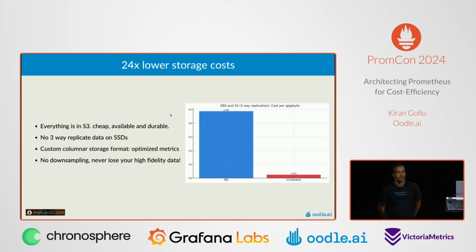On the storage front, what if you don't have any SSDs and just store everything in S3 or equivalent object storage? You'll be able to achieve 24x lower storage cost, assuming a three-way replication. We were able to achieve downsampling as a side benefit of this. Most observability tools, in fact for metrics, downsample the data, so if you want 30-second or 15-second granularity, you lose that.